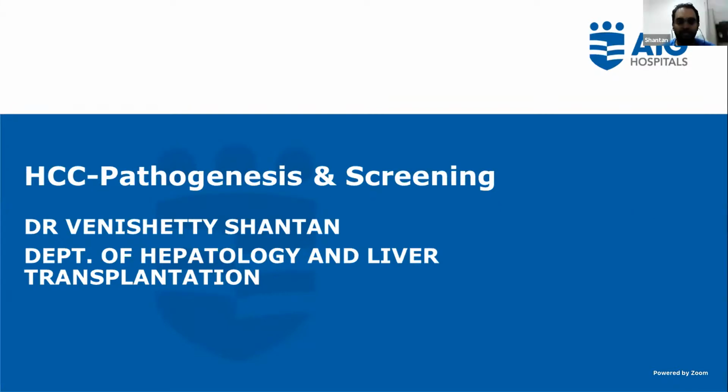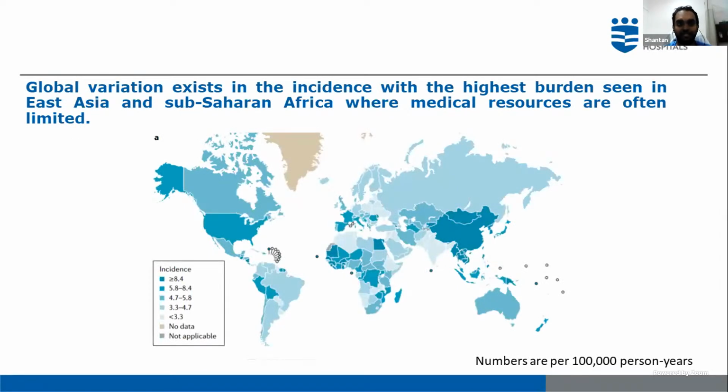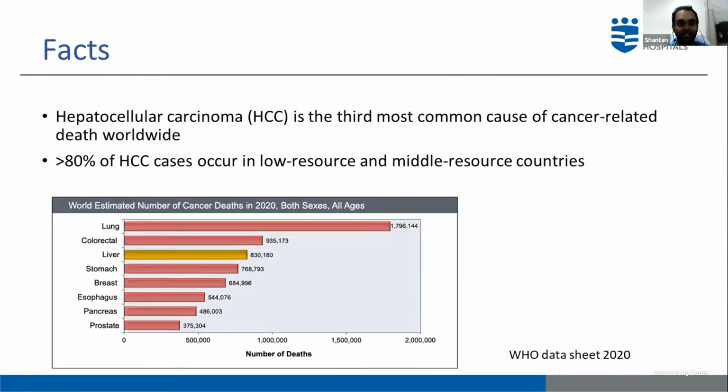So today the topic of discussion from my part will be the HCC pathogenesis and the screening and where do we stand currently. The basic outline of my presentation will be on the burden of disease, the pathogenesis and the screening. At present, there is a lot of global variation in the incidence of HCC. The highest burden is seen in East Asia and the sub-Saharan African region, where the medical resources are often limited, and on further screening there will be many more cases which we can see.